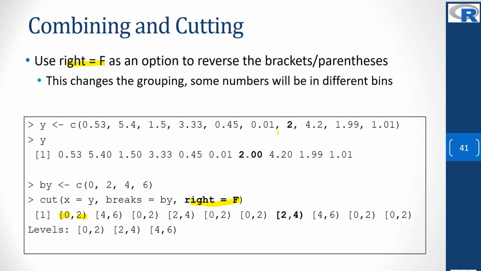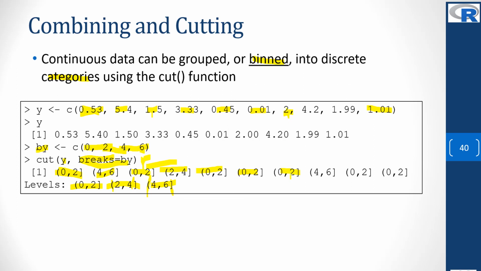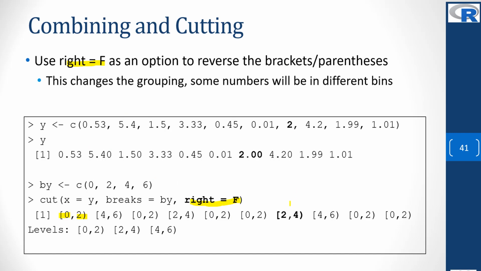And this also means that some of the categorizations are going to change. So 2 on the previous slide was in the 0 to 2 range because it was inclusive of 2, but now it can't be included in that range. So it goes into the next range of 2 to 4 because the square bracket is inclusive of the value 2. So this modifies our categorization a little bit.